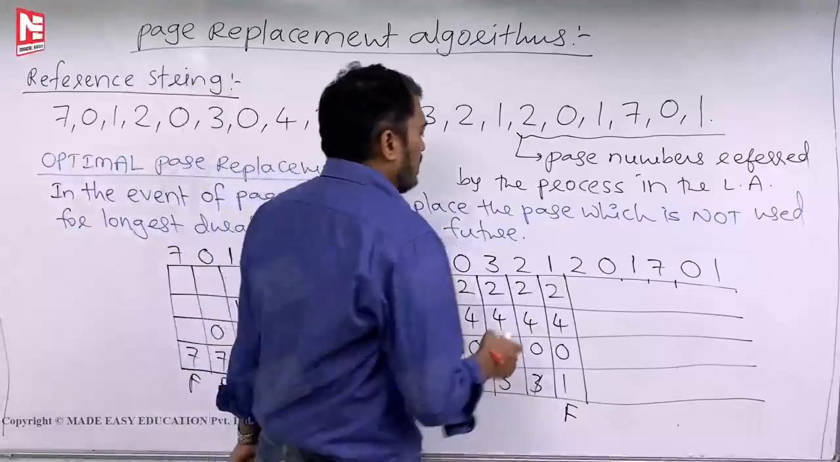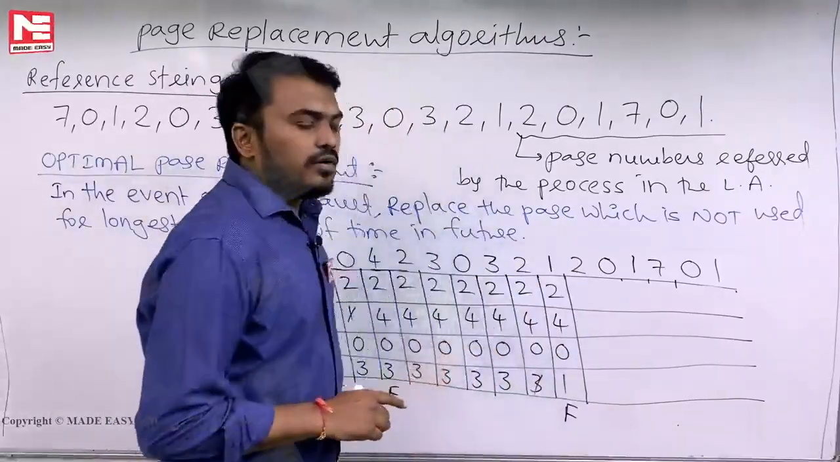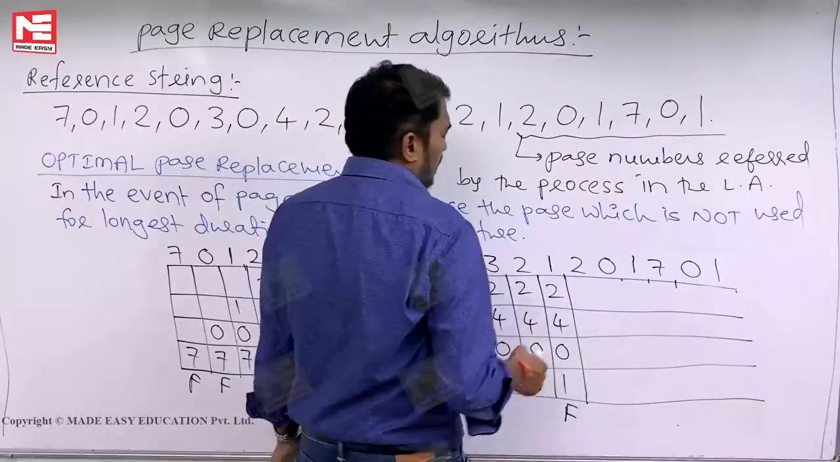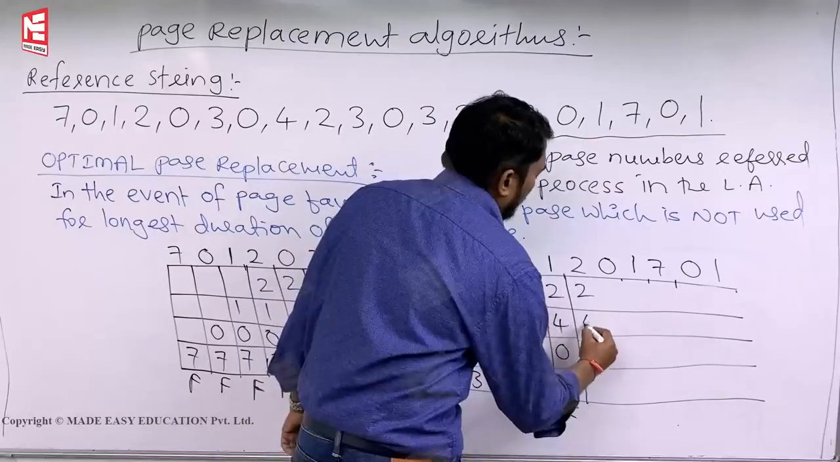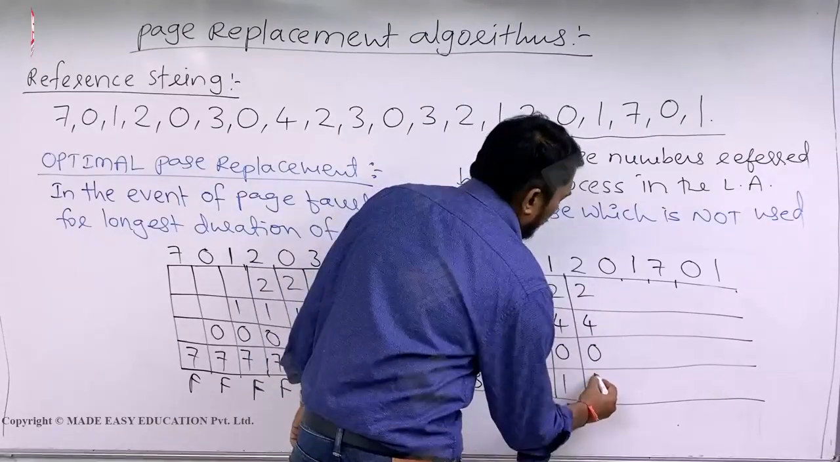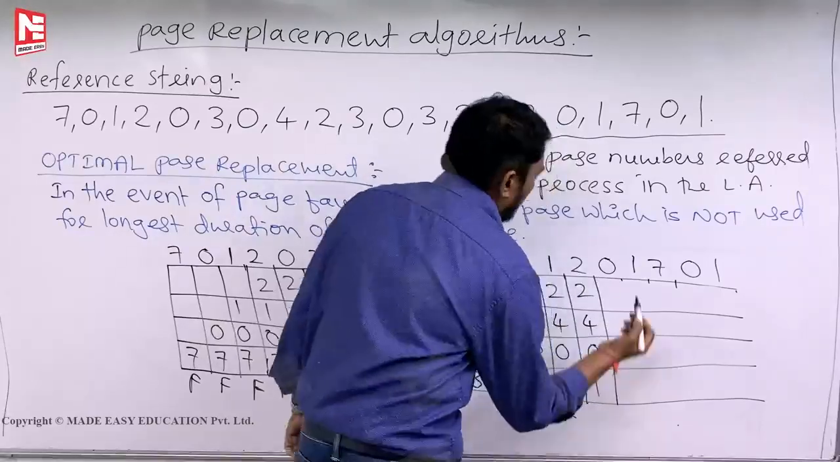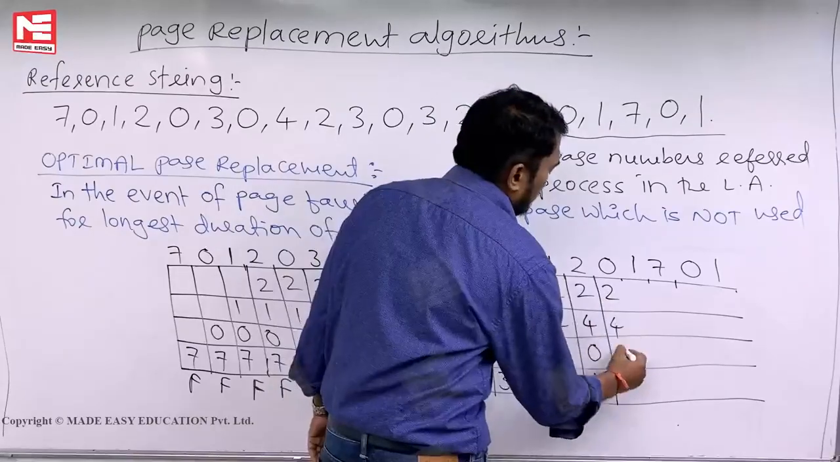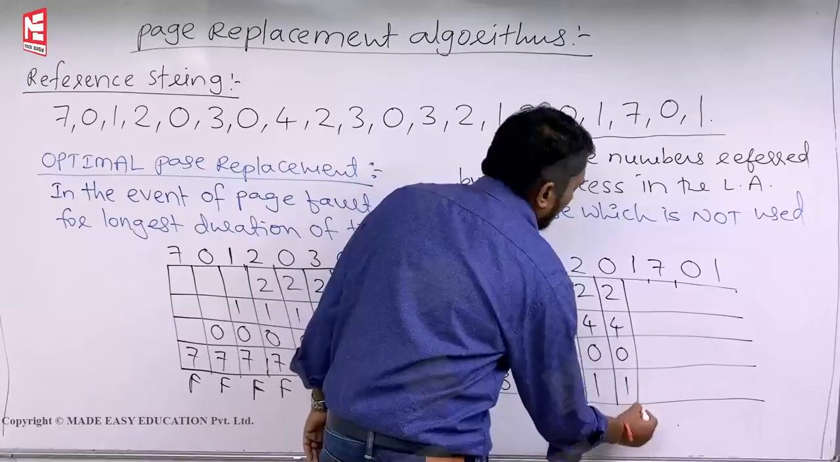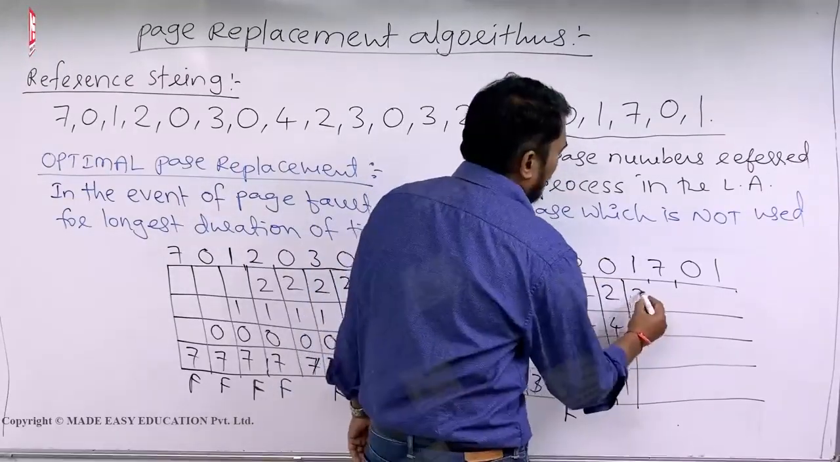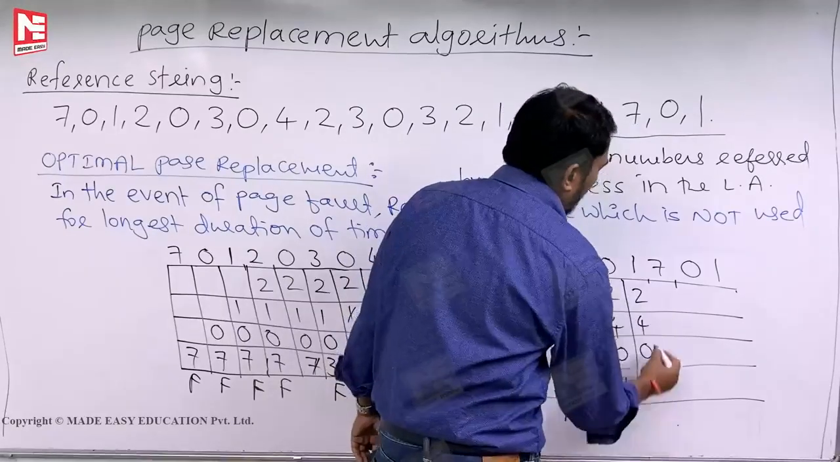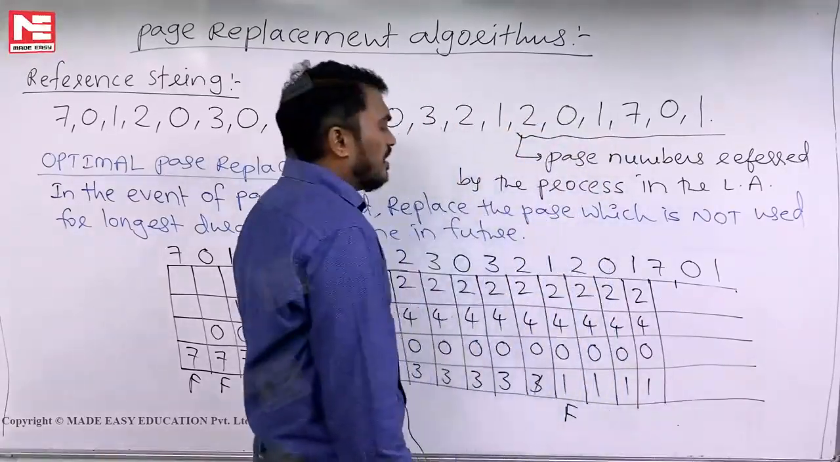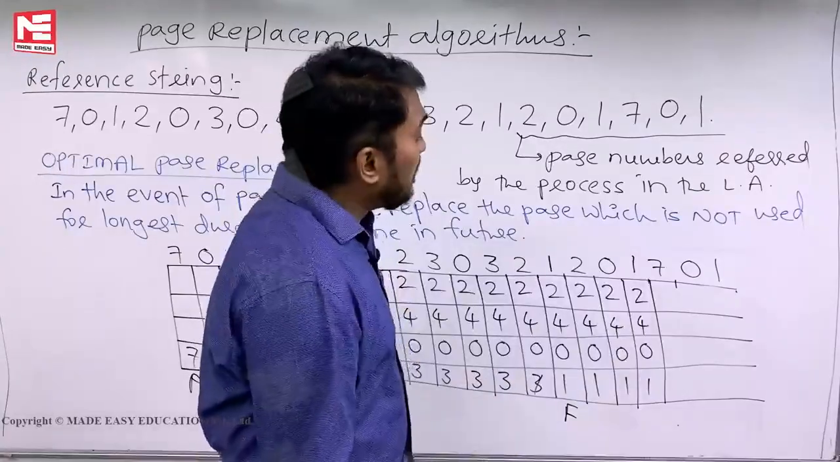And next is what here? 2. 2 is available here. Okay, look at here. So 2 is available. Yes, 2 is available. So then copy as it is. Okay, don't write F. So that is not a page fault. And next 0. 0 available. Yes, available. So then copy as it is. Okay, don't write F. And next is 1. 1 is available. Okay, yes, available. Okay, copy as it is. Don't write F. So that is not a page fault. Available. That's a page hit.